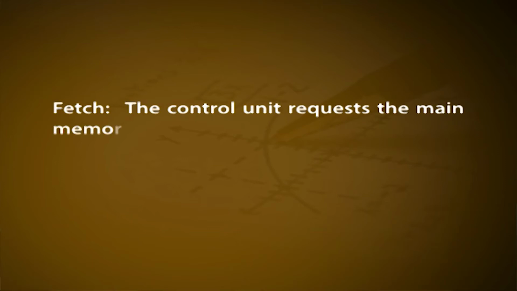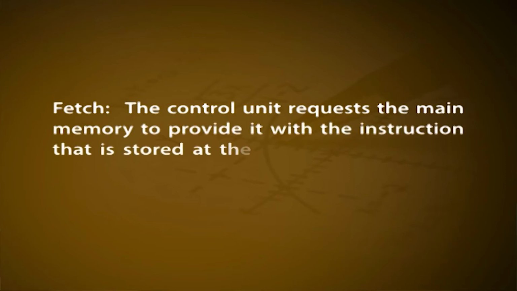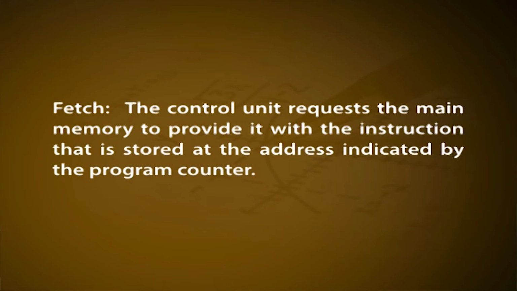The control unit accomplishes its task by continuously repeating a three-step algorithm called the machine cycle. The steps in the machine cycle are fetch, decode and execute. Fetch. The control unit requests the main memory to provide it with the instruction that is stored at the address indicated by the program counter. Thus, the fetch process involves retrieving the contents of two memory cells from main memory. Then the instruction received from memory is placed in the instruction register and the program counter is incremented by 2 so that the counter now contains the address of the next instruction stored in memory.